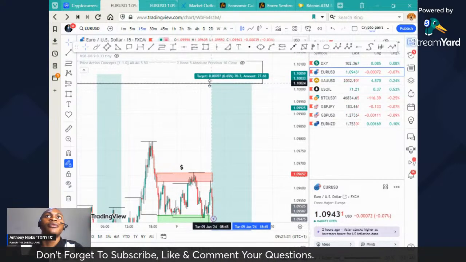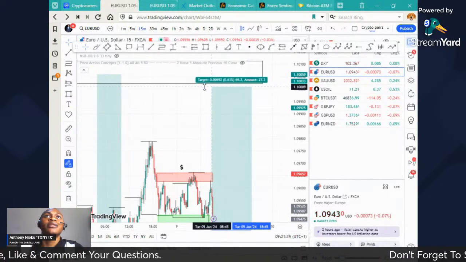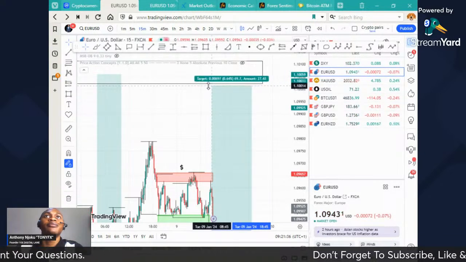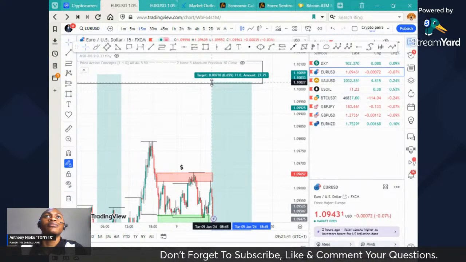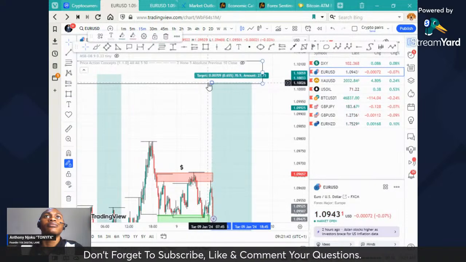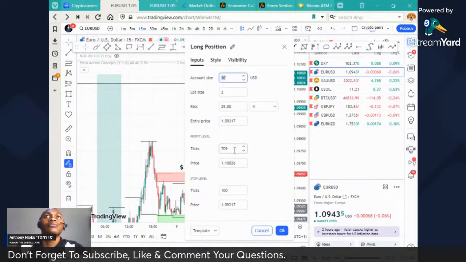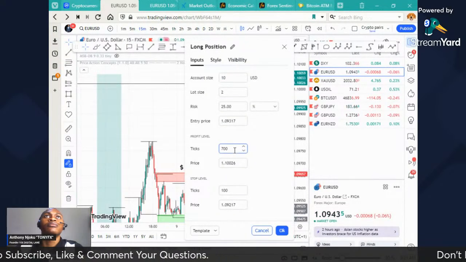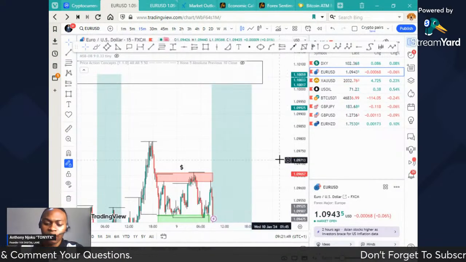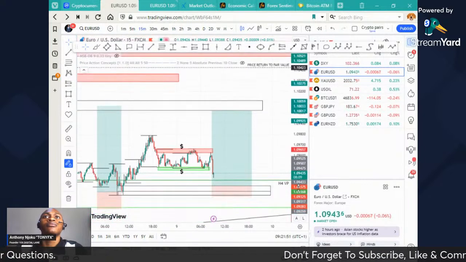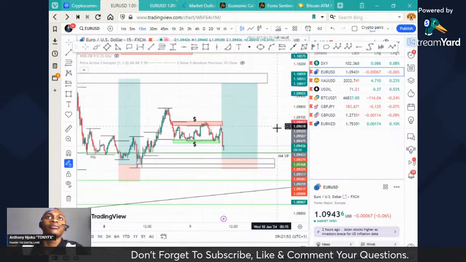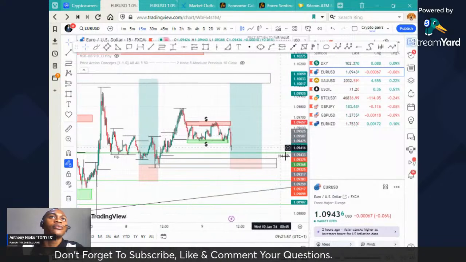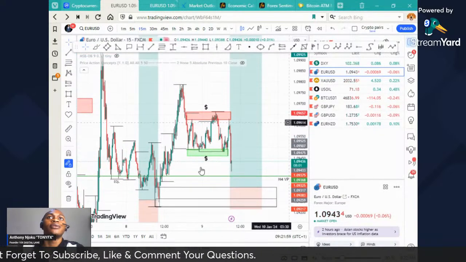Then we aim for here. That's 70 pips roughly. So that's what I see.